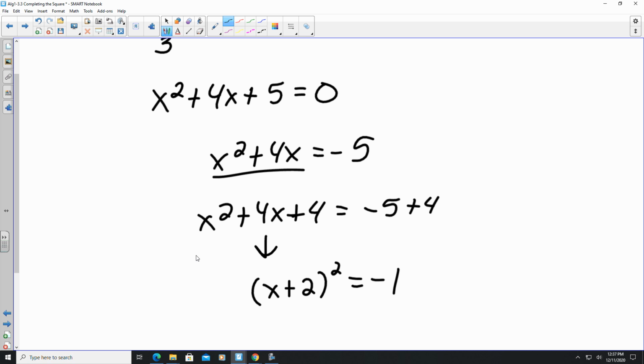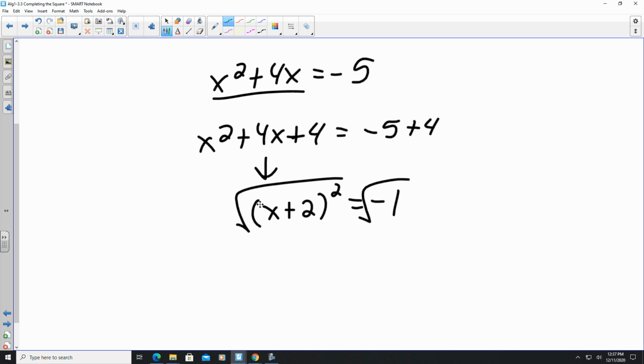All right, so now we are going to take the square root of both sides. The square root of x plus 2 quantity squared is just x plus 2. And then this is going to be plus or minus the square root of negative 1. Well, now we know we have imaginary numbers. This is going to be plus or minus i. So now we have plus or minus i in this particular instance.